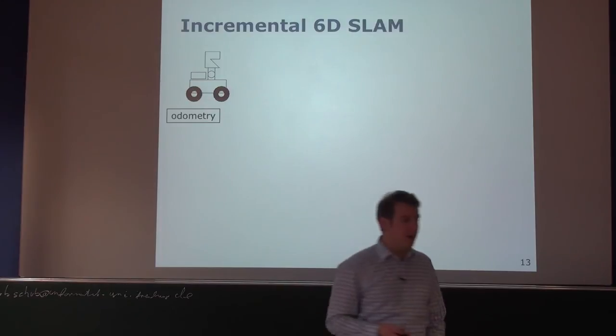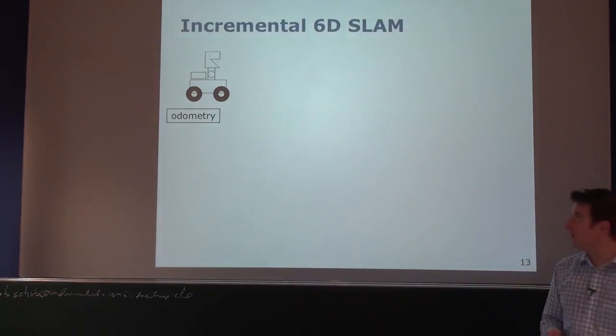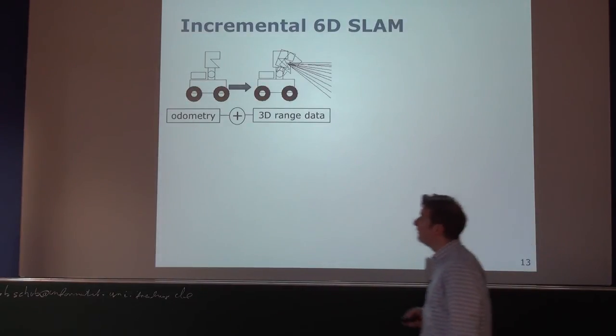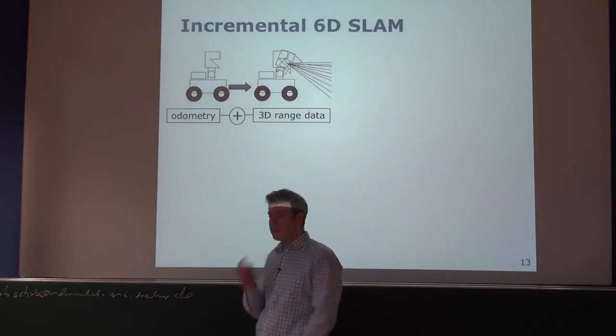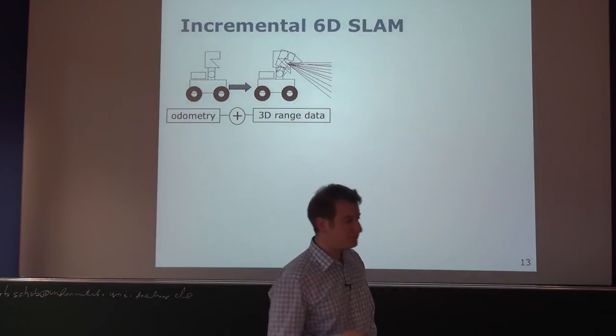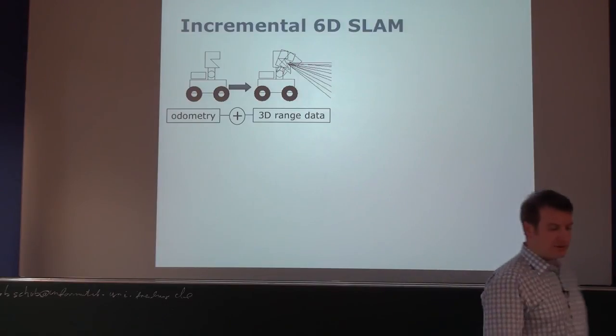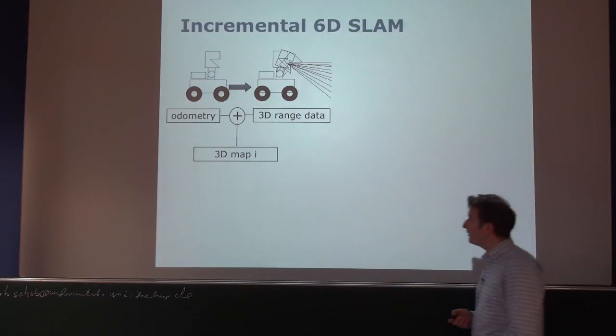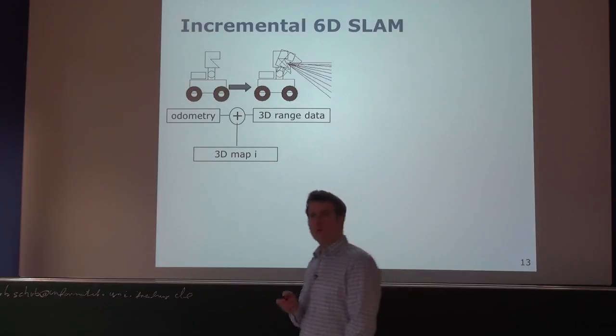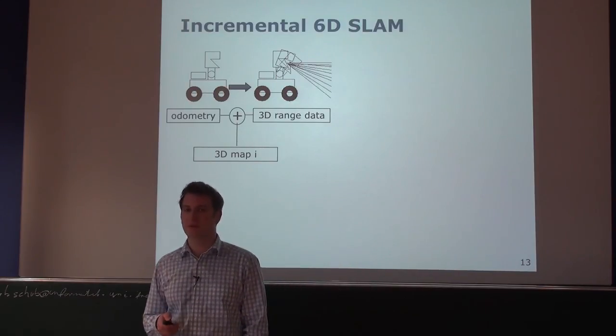How does it work? Okay, we have the robot. It uses odometry information. So it moves forward, takes a 3D scan. And what we can then do, based on the odometry information and based on our local 3D scans, is actually build a map. We can build a local 3D map of the scene.